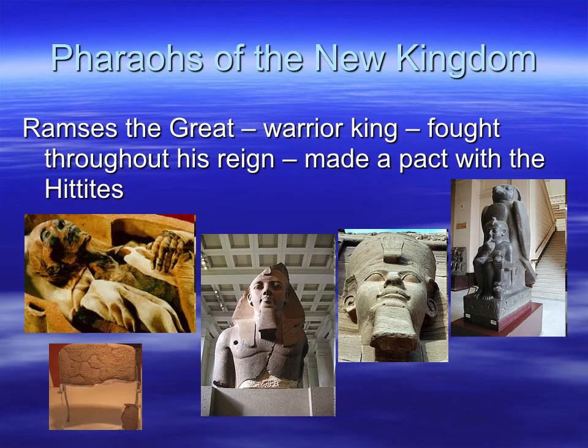The most famous pharaoh of the New Kingdom was Ramses the Great. He is considered possibly to be the pharaoh during the Exodus with Moses. He made the first peace treaty with the Hittites, and had a lot of monuments built about himself throughout Egypt. A lot of the monuments and stuff that are in museums are Ramses because he really liked himself.